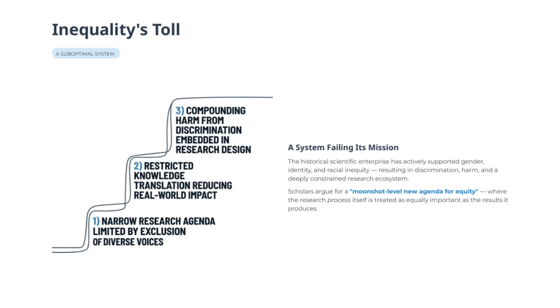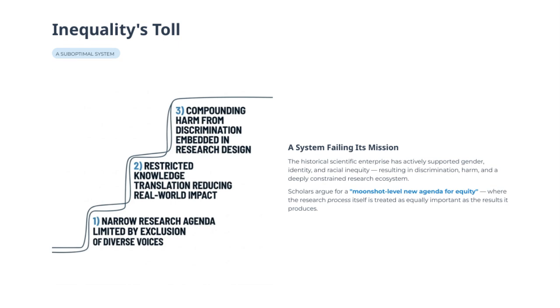Scholars are now advocating for what they call a moonshot-level new agenda for equity. What this really means is that we should treat the research process itself as being just as important as the results we produce. Because, if we think about it, the way we conduct research can either reinforce or challenge existing inequalities. Historically, the scientific enterprise has not always been a force for good in this regard. In fact, it has often supported gender, identity, and racial inequities, which has led to discrimination, harm, and a research ecosystem that is deeply constrained.